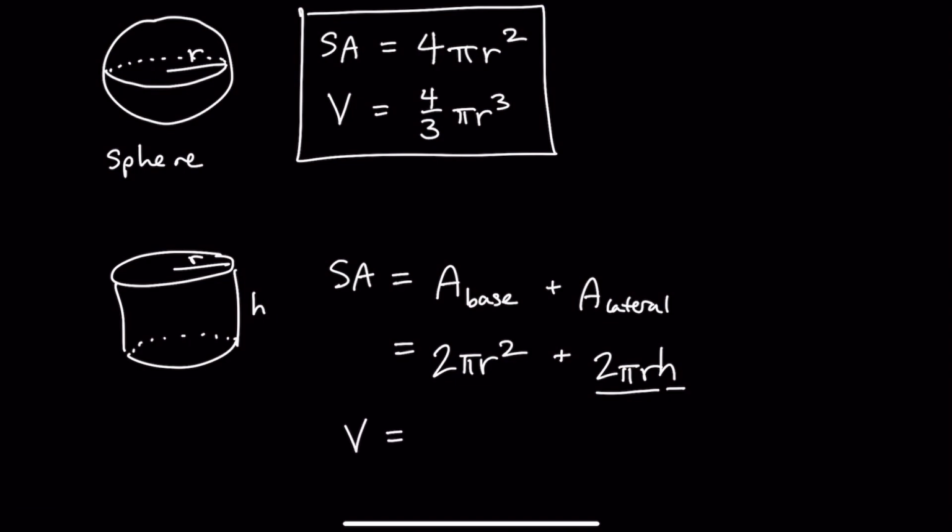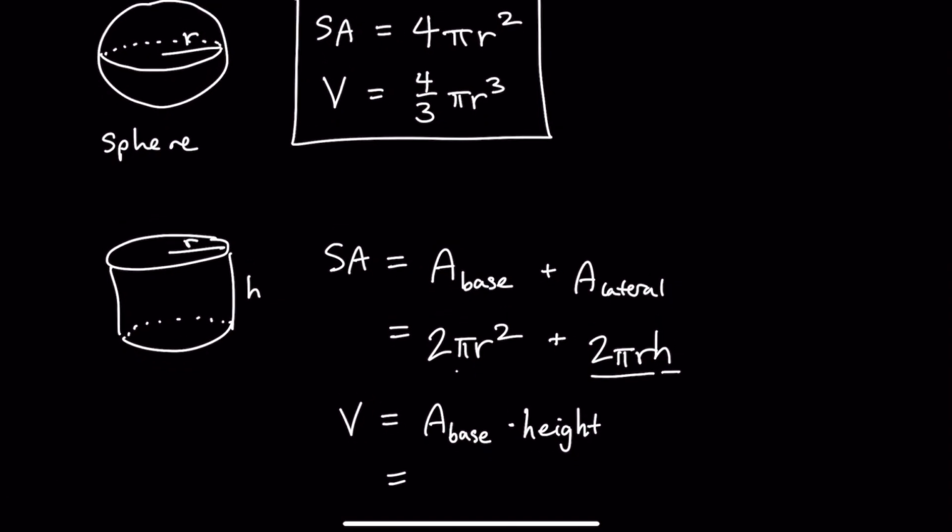What about the volume? The volume of a cylinder is going to be the area of the base times the height. Remember that we had pi r squared as the area of the base, and then h is the height.